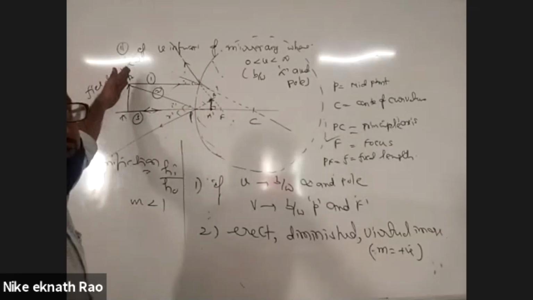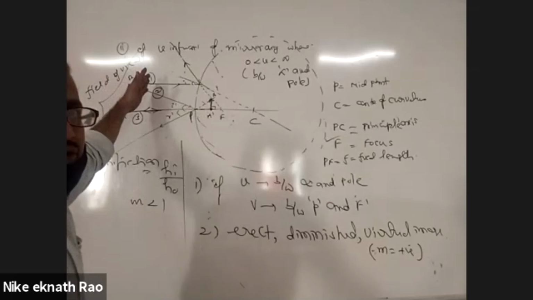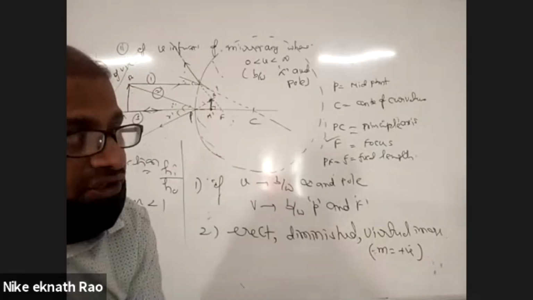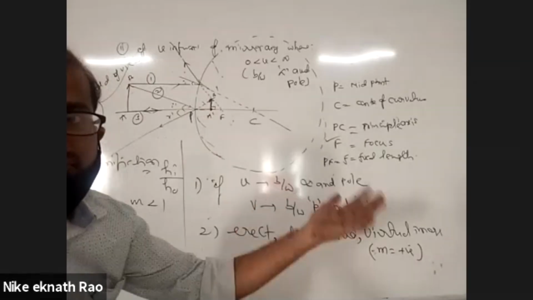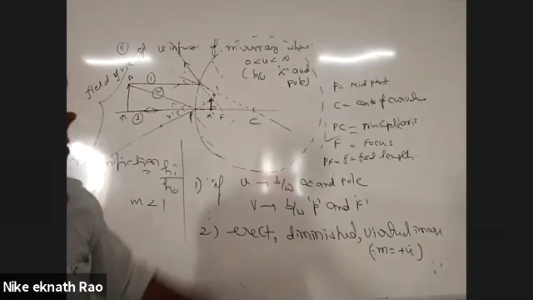The object height is above and the image height is also above. Both are positive, direct, in the same direction. So magnification for a virtual image is positive and magnification for a real image is negative. I will discuss this for the convex mirror. Okay, these are all the points.